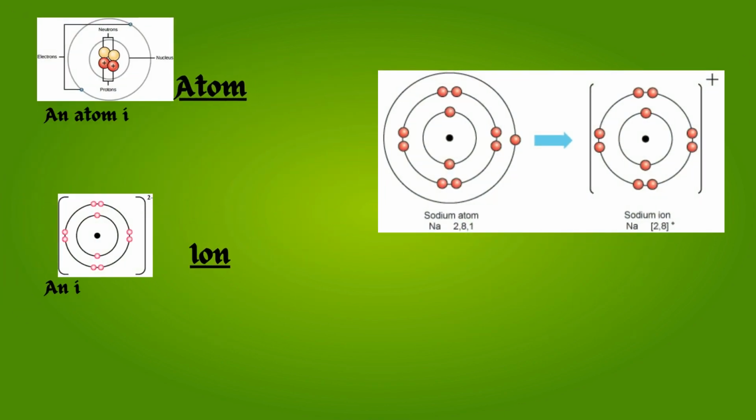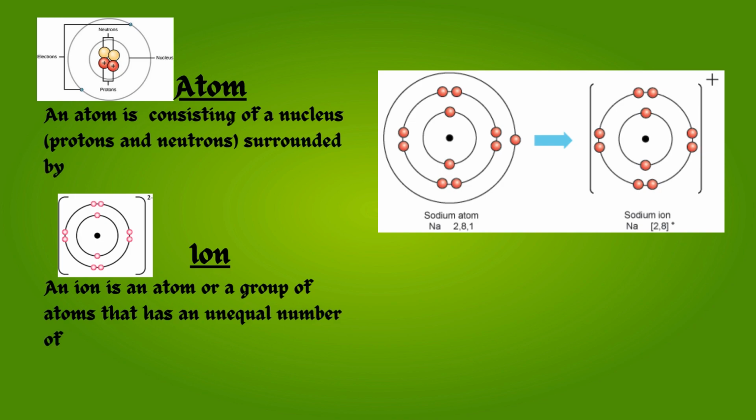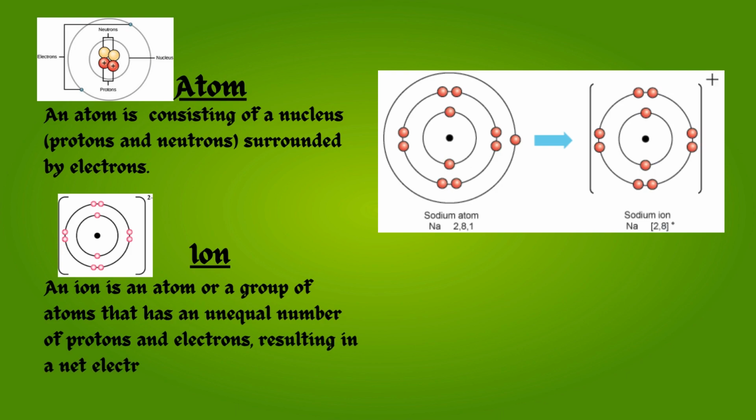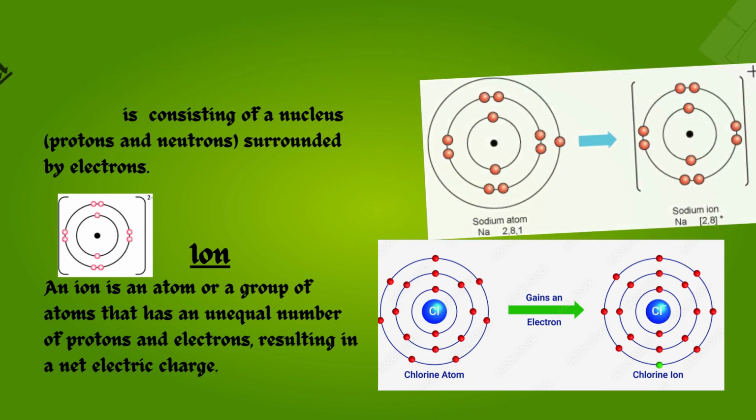An atom consists of a nucleus, protons and neutrons, surrounded by electrons. Whereas ion. An ion is an atom or a group of atoms that has an unequal number of protons and electrons, resulting in a net electric charge. For example, sodium atom loses one electron from the outermost or valence shell and forms sodium ion. Chlorine atom gains one electron in its outermost or valence shell and forms chloride ion.